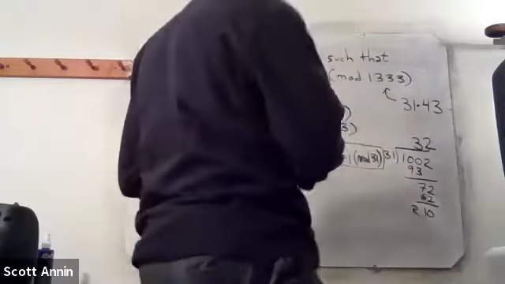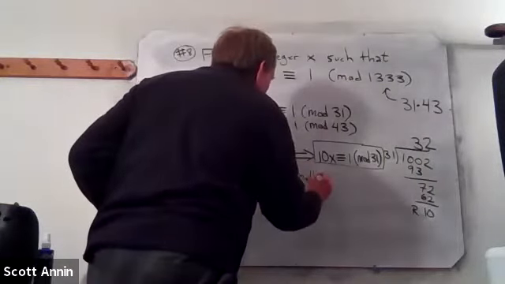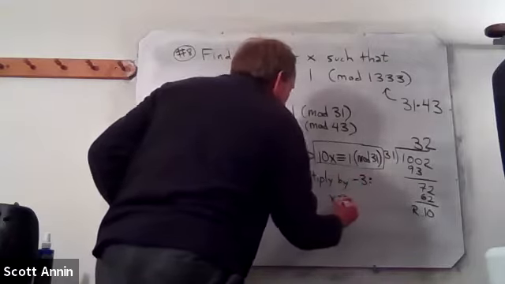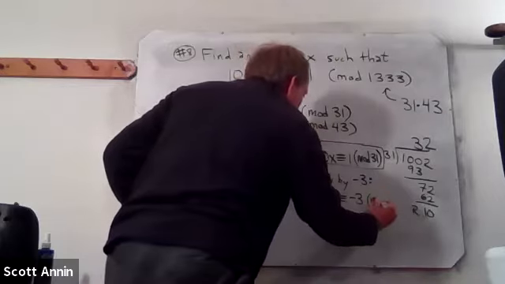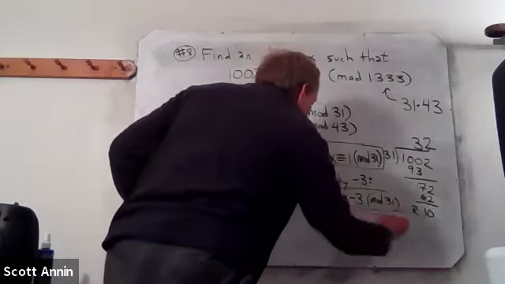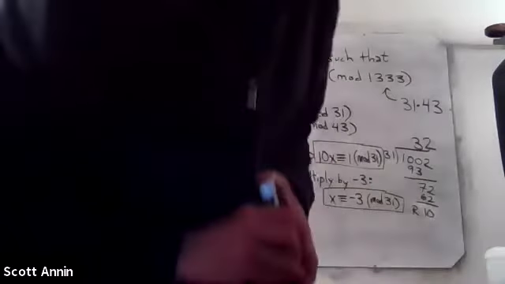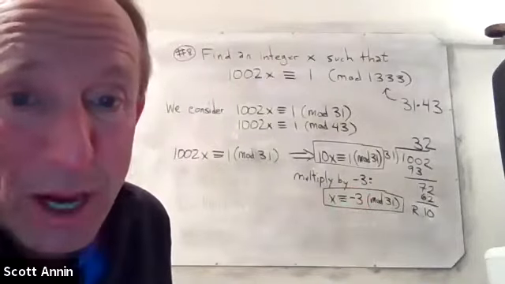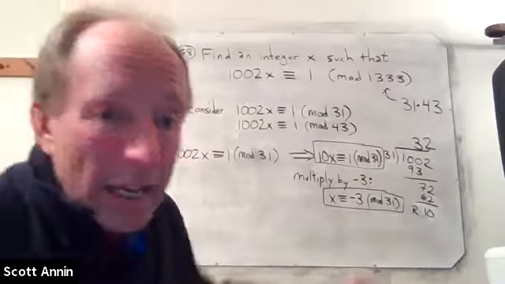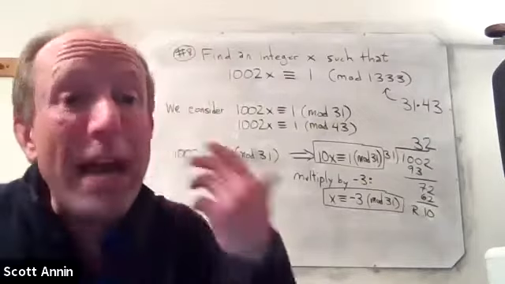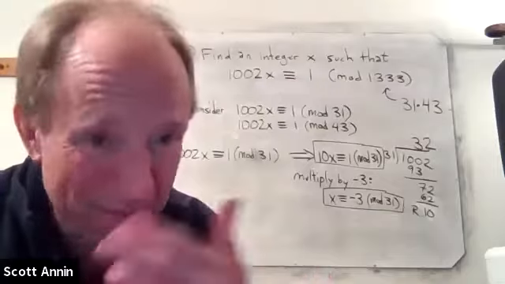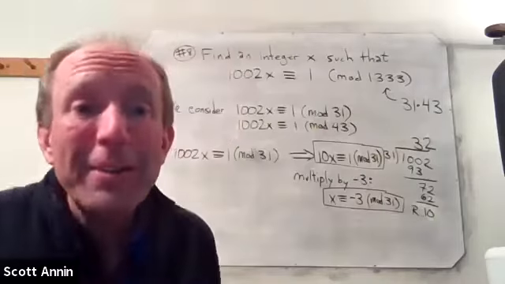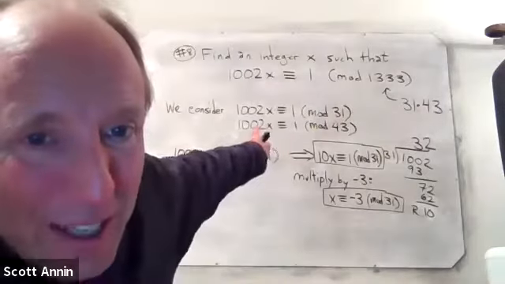But in this case, we can multiply by 3 or by -3. And that'll give me x congruent to -3 mod 31. Okay, and so that's one piece of information about x. We know what it is congruent to in mod 31. -3, of course, is the same as 28, but at this moment it doesn't matter which expression for -3 we use. We can just use -3. It's a small number.